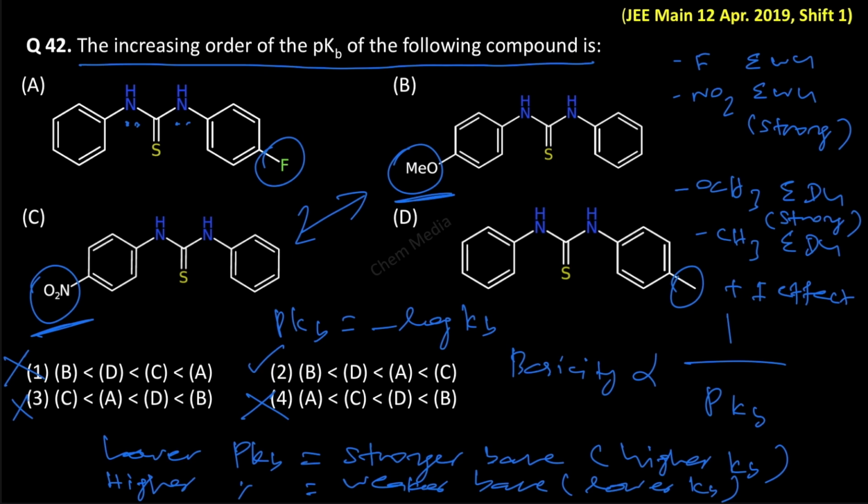When we have fluorine, we would definitely have a negative inductive effect. We would also have a positive mesomeric effect, but it is the negative inductive effect that would dominate. But compared to the NO2 group, fluorine is not a powerful electron withdrawing group. It is an electron withdrawing group, but compared to NO2, it is not a powerful one. So obviously C should definitely come last, which means that option 2 is the only correct choice here.